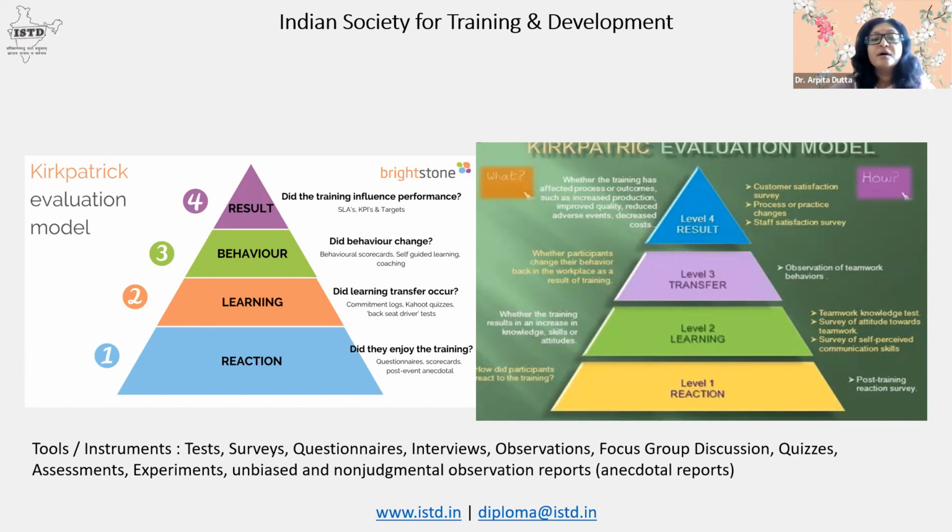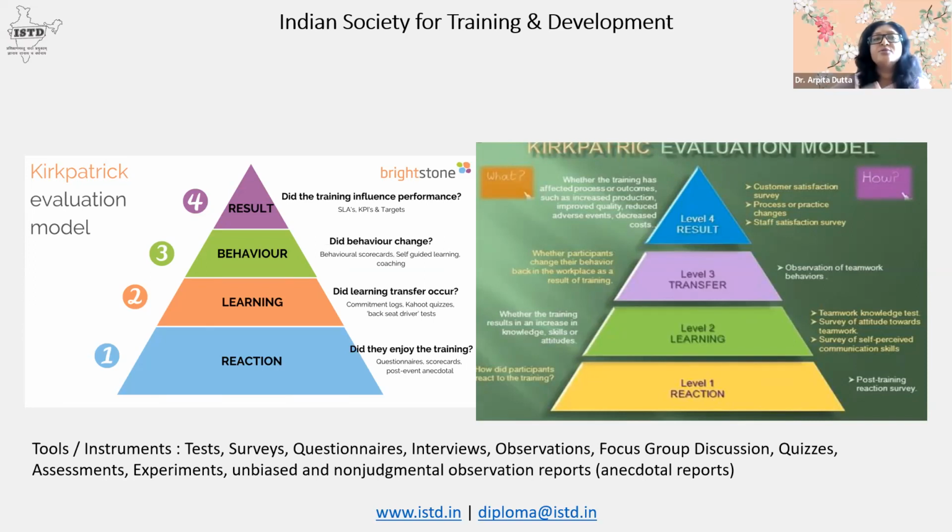Okay. So what do we gather from this? Is there a knowledge gain? Is there a skill gain? So you can again have certain quizzes, you can have certain tests and all that. So it's up to you what you want to deploy to understand the learning that has happened, pre-training, what it was, and post-training, what it became. So you would be able to measure that. So that is level 2, whether the training results in an increase in knowledge, skills, and attitude.